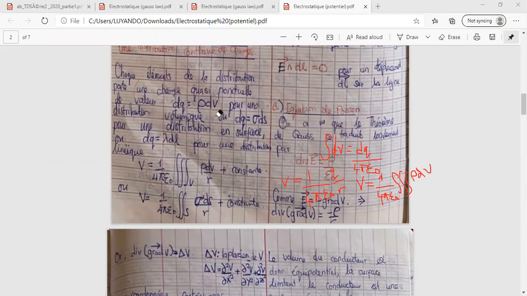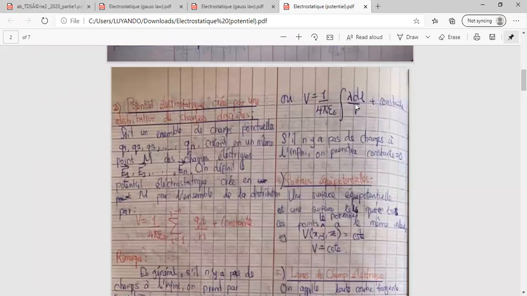And then the same for the surfacic distribution, and the same for the linearic distribution, which is what they were having here. For volumic, they have the 3 integrals, for surfacic they have the 2 to show that it's surfacic, and for the linearic they have the 1. So that's that. Here V is equal to this for the linear. If there is no charge at infinity, we take the constant equal to 0, which is what I'm just saying. And then we have the equipotential surface.